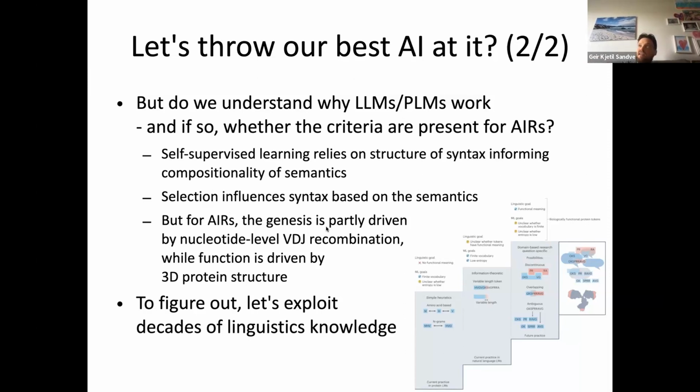And since these are so different in our case, there is a risk that even though you learn to predict the structure, you learn to predict the VDJ recombination instead of learning to predict the components that drive function or drive binding. So our suggestion here is to exploit decades of linguistics knowledge, where I like the citation, but this is my half from 2022. So it's just 2023.